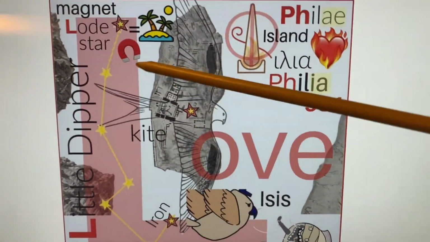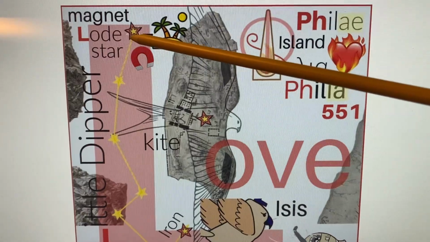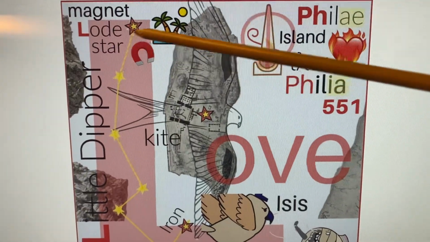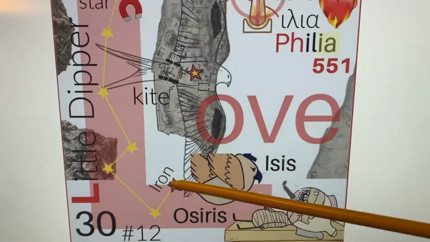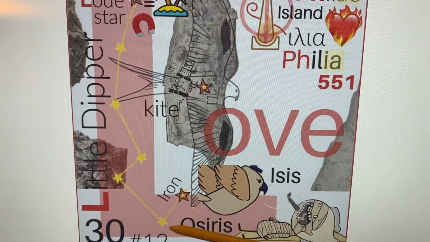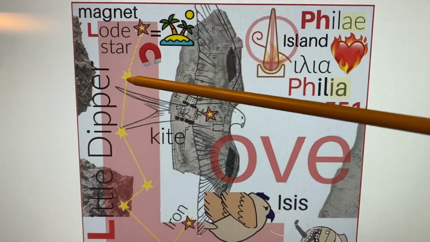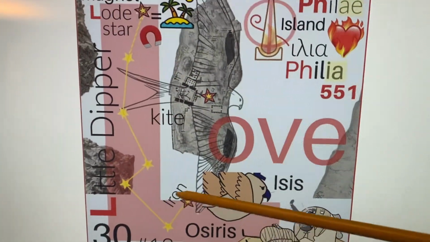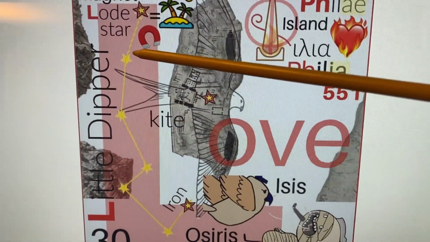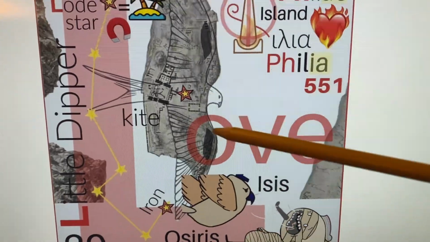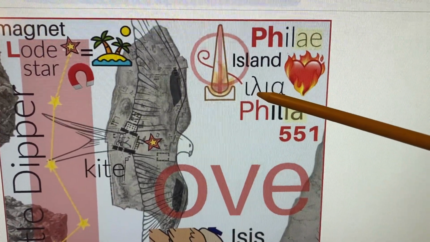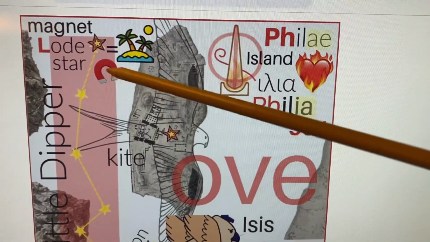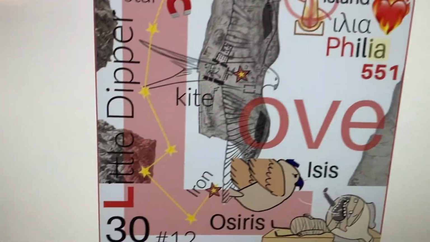And also Philae Island is located at the tip, or the first nome of Egypt, and the other six nomes form the shape of an L. So this is where letter L comes from: the shape of the first 7 nomes of Egypt and the Little Dipper in the sky. So here we see that the L of the word Philia comes from this double cipher.